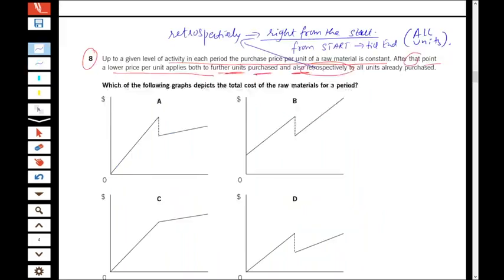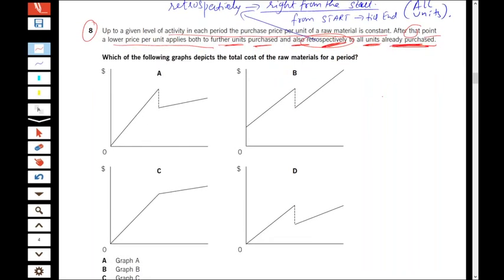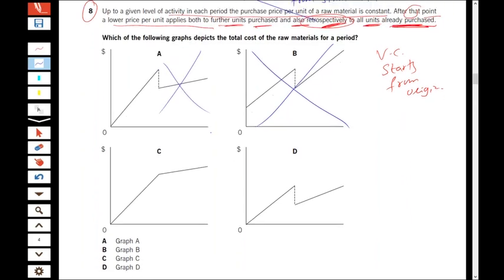Okay, so see here, it is the retrospective discount on units already purchased. The graph is of a variable cost, and variable cost starts from the origin, so this is false. And this graph is not correct. The correct graph is D.